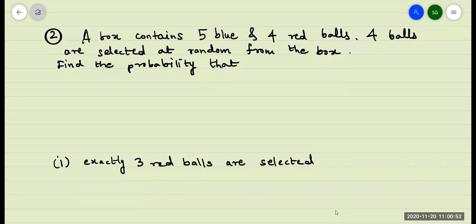Now a box contains 5 blue and 4 red balls. And 4 balls are selected at random from the box. Here the experiment and NS part ends. Correct? So you can write.